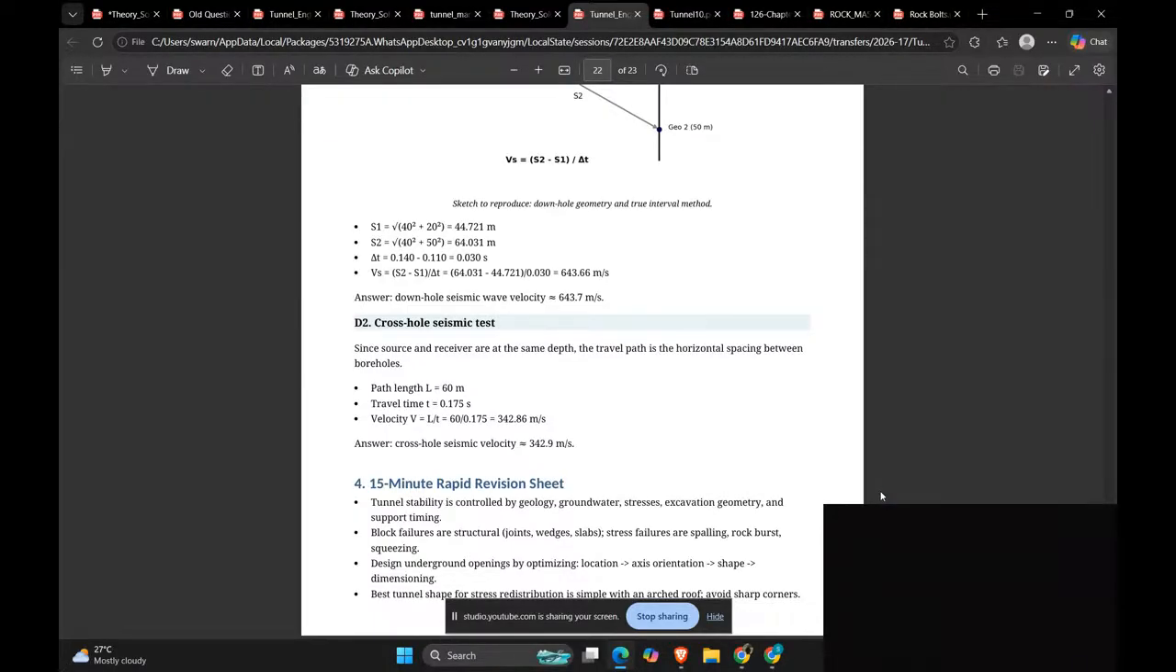Since the source and receivers are at the same depth, the travel path is in horizontal space, and the seismic wave velocity is given by the horizontal distance between the source and the receivers. In the cross-hole seismic test the following data is given: source borehole and receiver borehole.